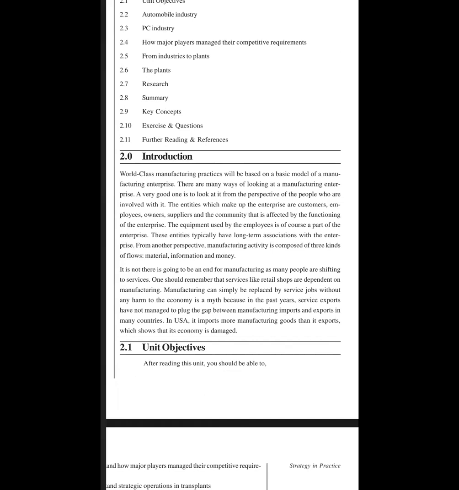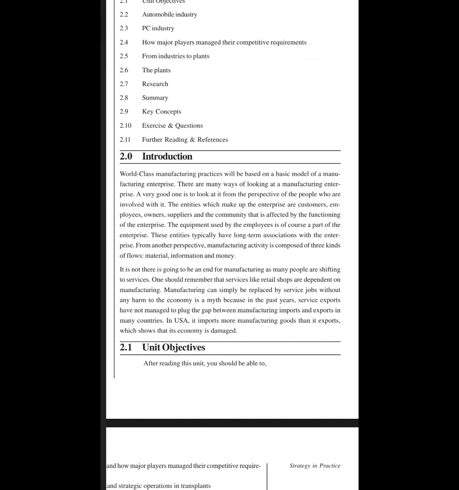World-class manufacturing practices are based on the basic model of manufacturing enterprises. There are many ways of looking at manufacturing enterprises. A very good one is to look at it from the perspective of the people involved in it. The entities which make up the enterprise are customers, employees, suppliers, and the community that affect the functioning of the enterprise. The equipment used by employees is of course a part of the enterprise.